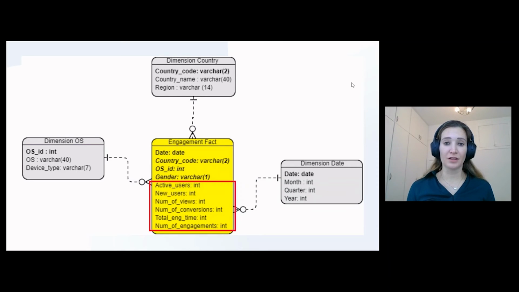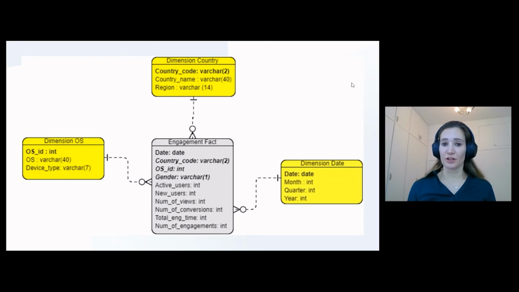This engagement table is linked to different dimension tables. For example, the first one, the country dimension: we have the country code, and in this table we also have the country name, and the attribute region, because if we know the country, we know the region. We have an OS table that holds the OS ID and the OS name, and based on these two, we can define the attribute device type. We also have a date table that holds the date, and since we know the date, we know the month, the quarter, and the year.